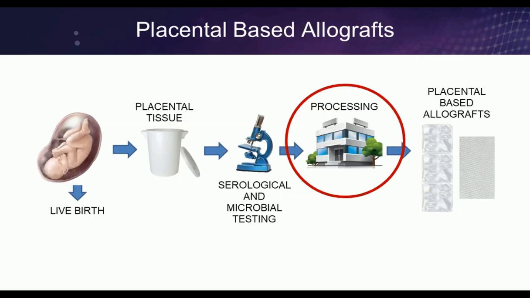These placental-based allografts all require processing. So from the time of the live birth, and again, traditionally, the placenta is something that's thrown away, but actually can be repurposed if processed appropriately. First tested for serological and microbial contamination, undergoing processing, and finally on the far right, the outcome is an allograft in a number of different forms.